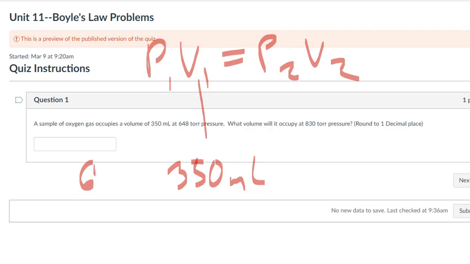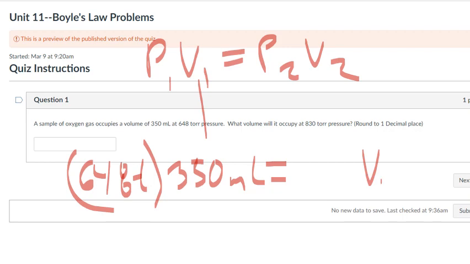So I'm going to go 648, kind of running out of room. So I'm just going to put a T right there. Equals what volume? I don't know. That's a question mark. So I'll just put a V2 right there. And it says 830 torr pressure. So I put that 830 right there. So all I need to do is solve for V2.